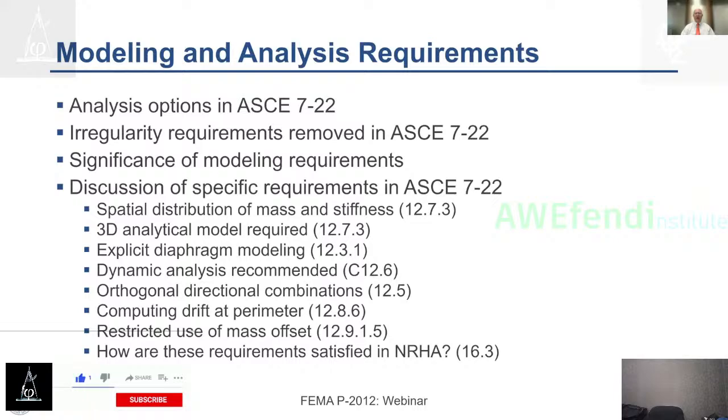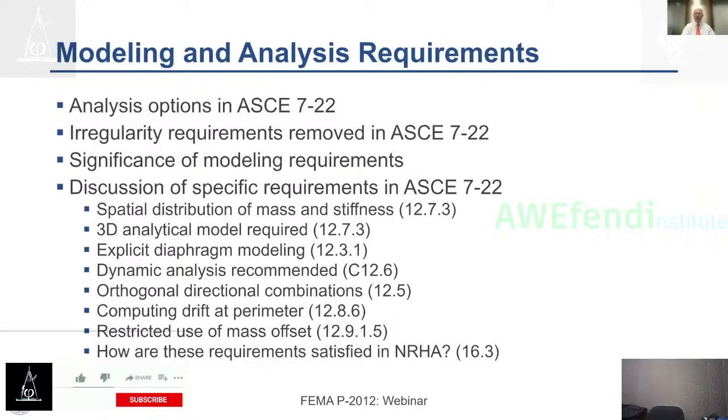So why is it so important to be careful in your modeling of your structures? Where are the places to focus? And so that you don't get into trouble, or so that you can find problems before they occur in the field. And then related to that, there are specific requirements in ASCE 7-22 that we're going to step through so that we can understand how they help us to understand structural configuration and to make sure that structural configuration is treated properly.